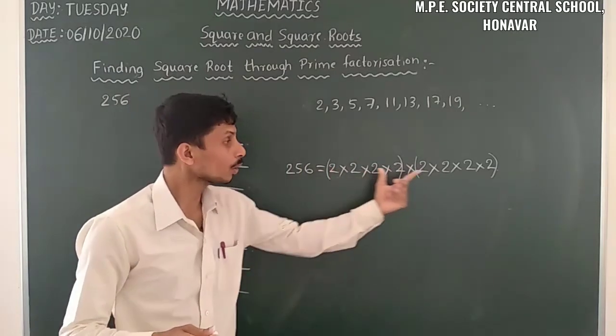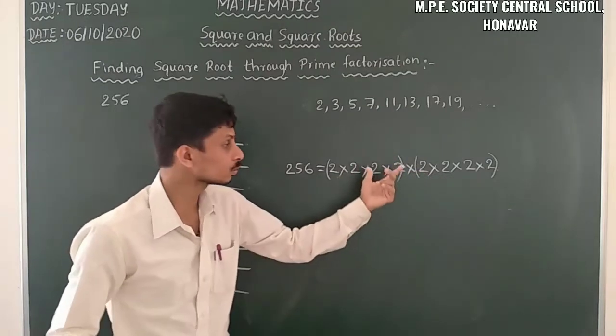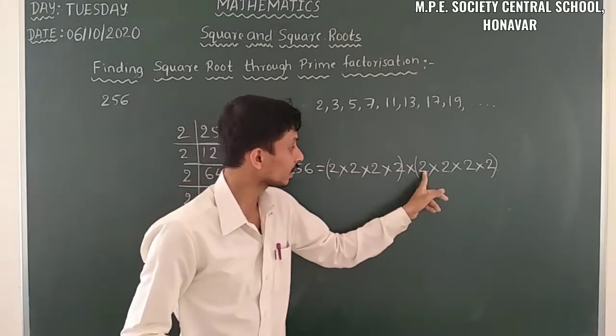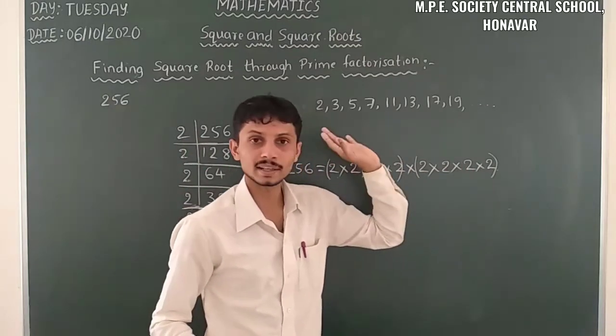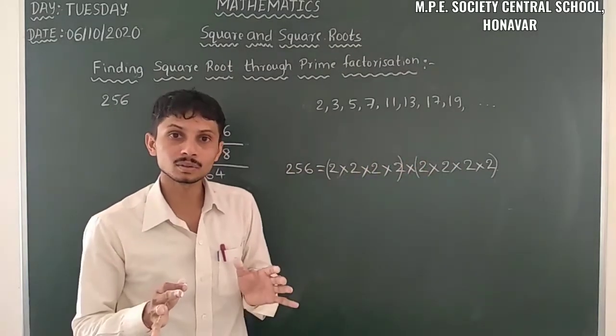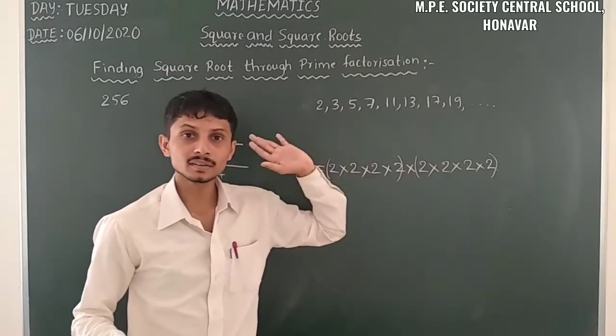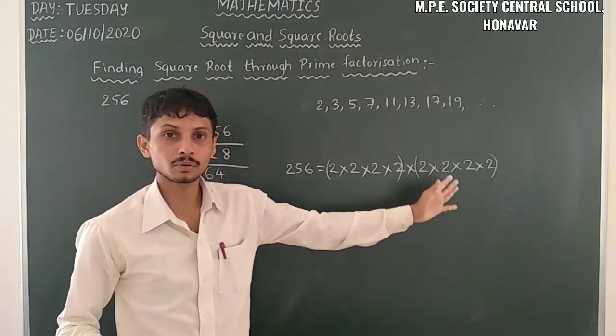That means these two are identical. That is, here 2 into 2 into 2 into 2, here also 2 into 2 into 2 into 2. So both the groups look identical, the same numbers are repeated in the second group. So likewise we have to take.